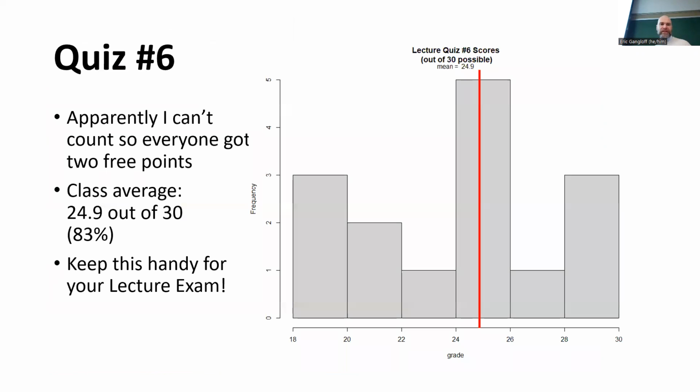All right, well, let's wrap it up. I'm going to give you your quiz back in just a second. So quiz 6 you took Monday, I've got it graded for you. Apparently I can't count. The first set of questions had 6 questions. I said it was worth 14 points, but there were only 6. Late in the semester, so everyone gets 2 points on the quiz. So you're all starting off with 2 points. The class average was 24, just about 25 out of 30, so 83%.